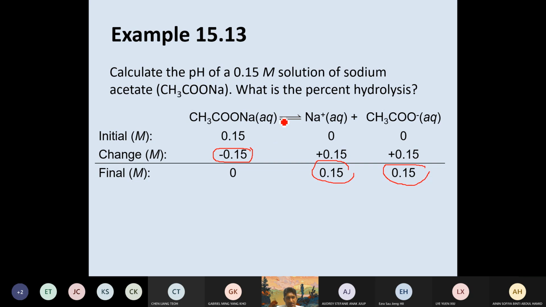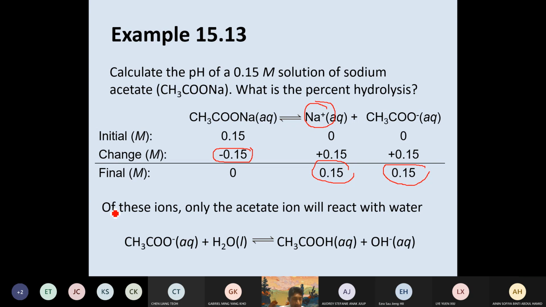So among these, which one will be reacting? Sodium originally came from a strong base, so it is much more inert, but the acetate ion will react. Acetate ion reacts with water and produces acetic acid and hydroxide ion, right? And hydroxyl ion.